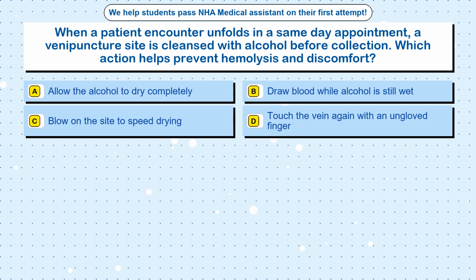Question 26. When a patient encounter unfolds in a same-day appointment, a venipuncture site is cleansed with alcohol before collection. Which action helps prevent hemolysis and discomfort? Option A, allow the alcohol to dry completely. Option B, draw blood while alcohol is still wet. Option C, blow on the site to speed drying. Option D, touch the vein again with an ungloved finger.